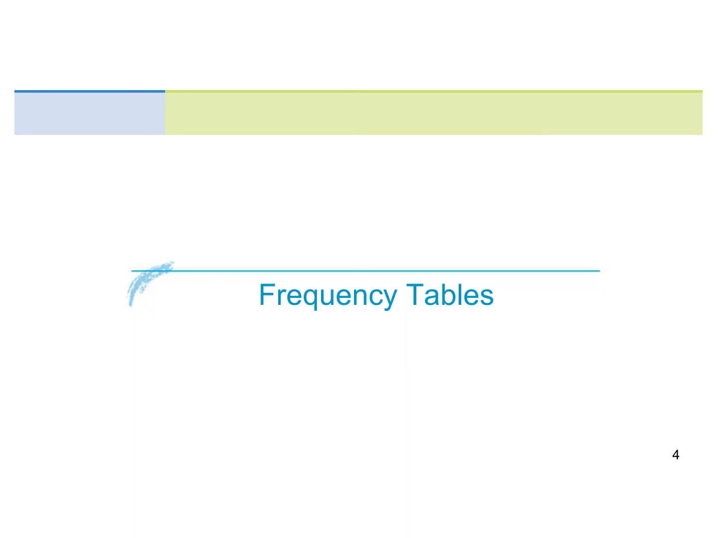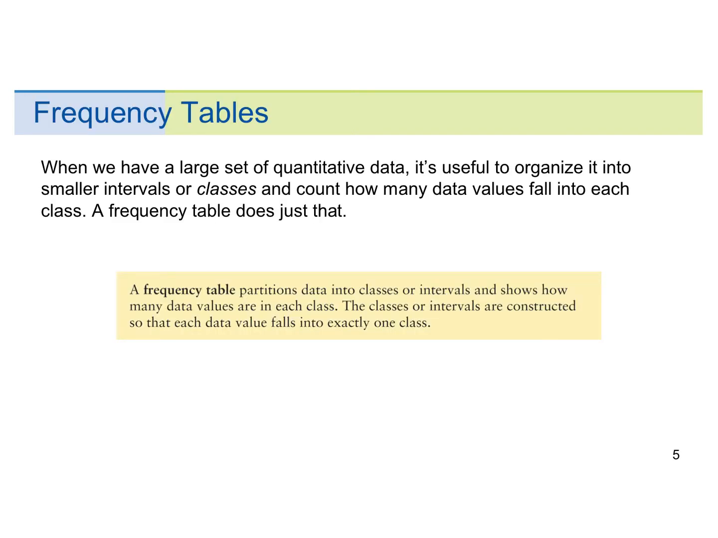First, frequency tables. A frequency table partitions data into classes or intervals and shows how many data values are in each class. The classes or intervals are constructed so that each data value falls into exactly one class. And what we're going to do is construct this entire frequency table.